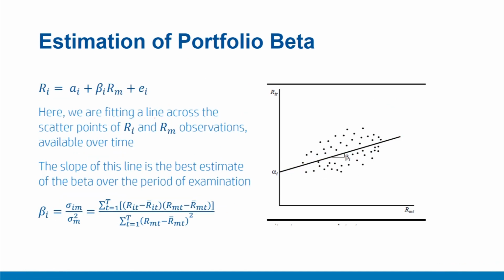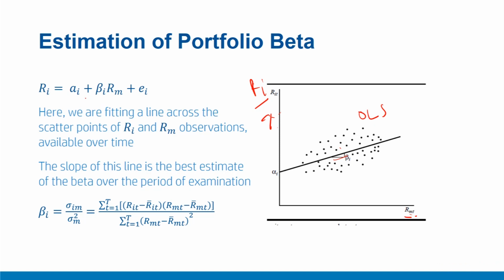Now here, we are fitting the line across scatter points of Ri, this is the Rit, or often called Ri. So these are the security i's returns over different times, and Rmt, which is the market return over different times t. We are fitting this line, and we can observe Ri and Rm from the various databases which are directly available from exchanges or databases like Bloomberg. This plot of Ri and Rm will result in this kind of figure. The line fit between Ri and Rm observations available over time, and for drawing this straight line, like I said, we often use a measure called ordinary least squares. The slope of this line is the best estimate of beta over the period of examination.